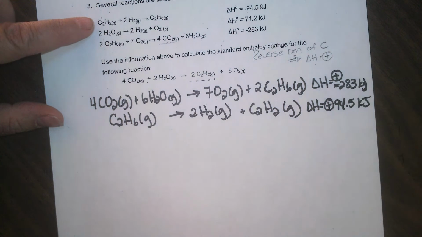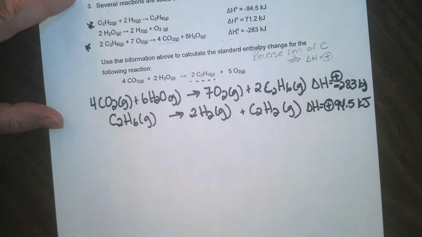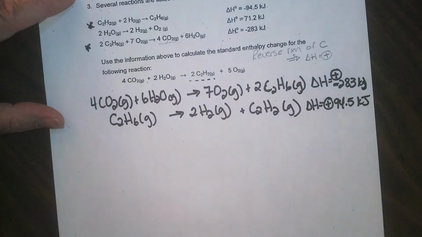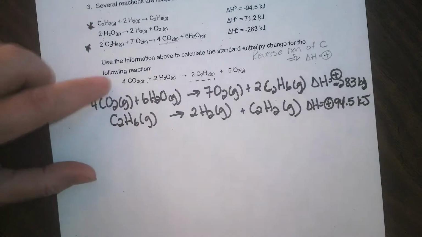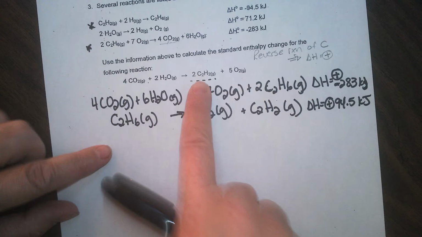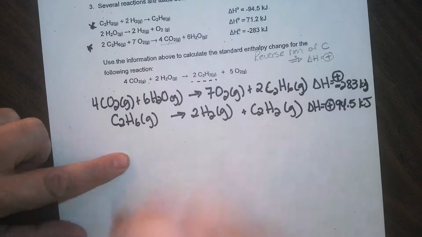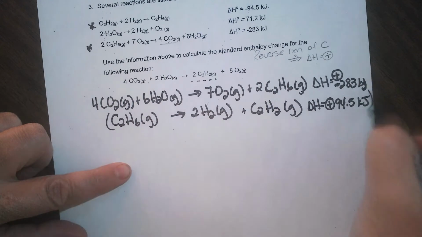Okay? So that's positive because I flipped it. I flipped this one and I flipped this one. So I have to reverse the sign. Now when I look at this reaction here, it says that I need 2 ethynes. So what am I going to do to this question here? Multiply it by 2.